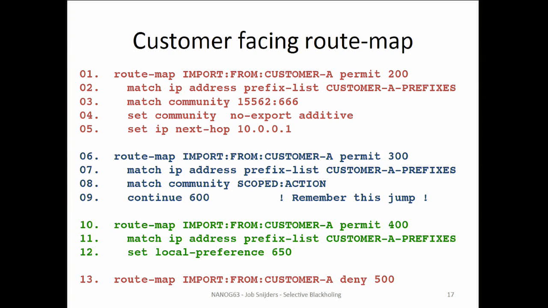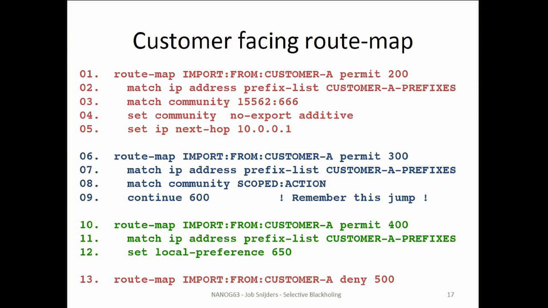At stanza 300, we match with the scoped actions or selective black holes, and we match whether the customer is allowed to announce the prefix. If this is the case, we will make a jump and continue to a separate part of the policy and not treat it as a regular prefix. So we jump to 600.